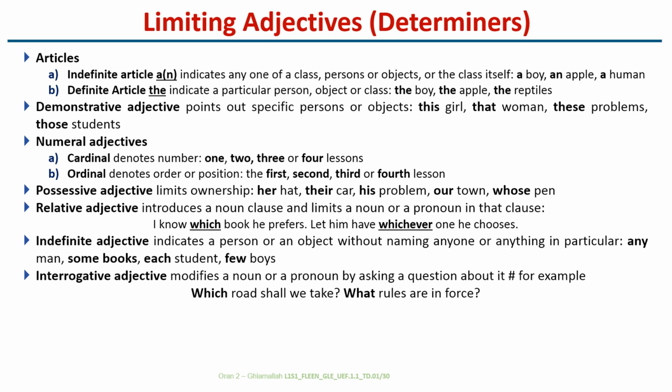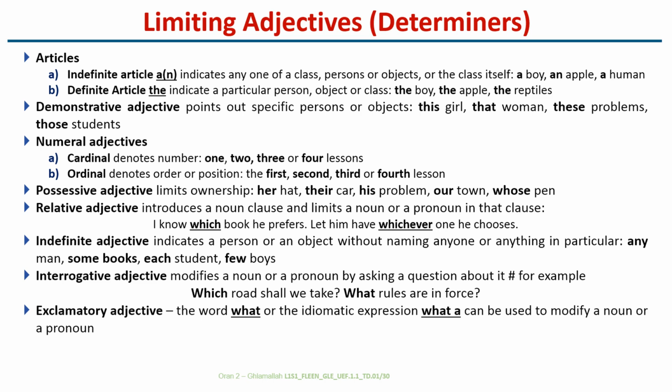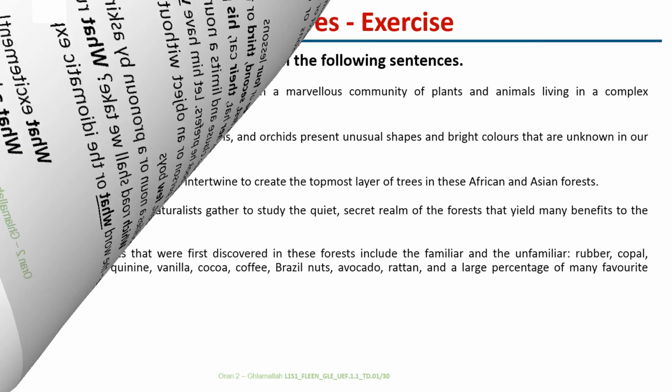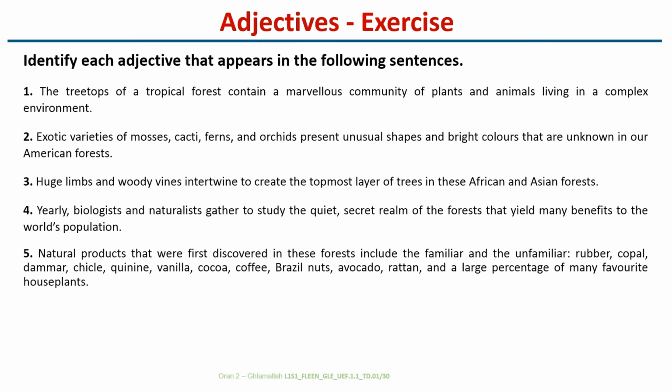Now, finally, we have the exclamatory adjective. The word what or the idiomatic expression what a can be used to modify a noun or a pronoun. For example, what excitement, what a battle, etc. Exercise. Take a piece of paper, pause the video, and identify each adjective that appears in the following sentences.